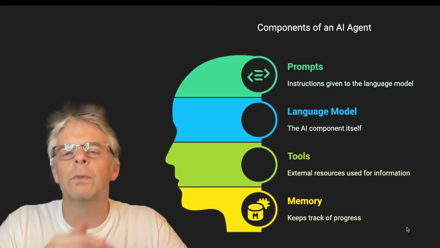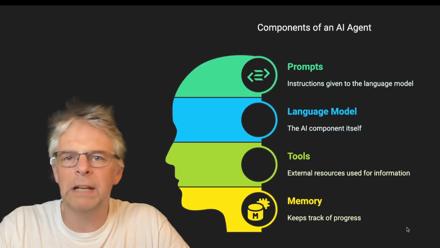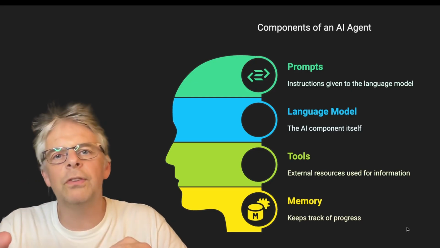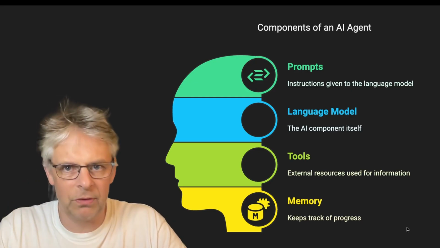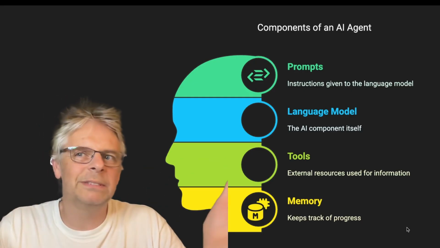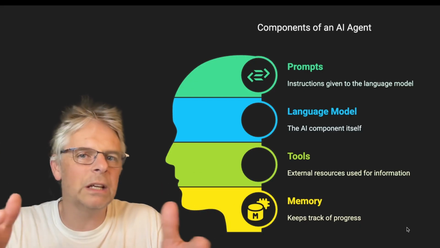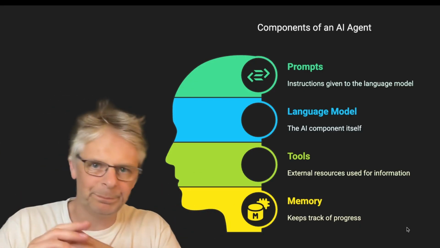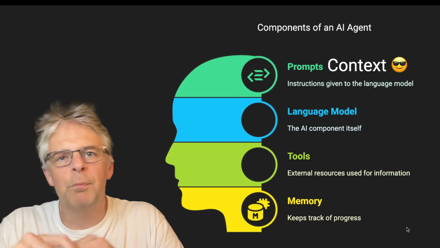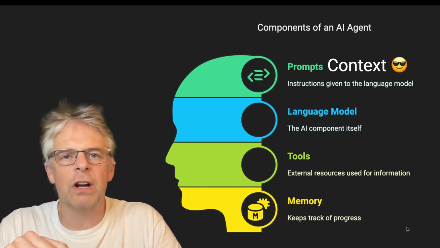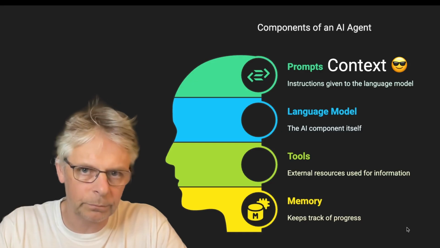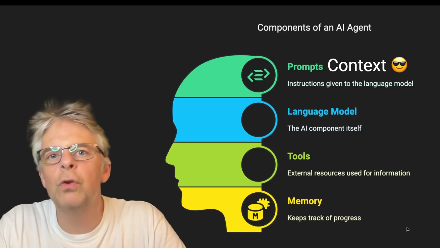So, let's look at the components of an agent, the pieces of the puzzle. The first is the prompts. If I was a cool kid, I'd call this the context, because that's the new word, by the way. The prompts or the context are the plain English instructions. We've already got one from the architect, from the tester, and from the new starter. But there are other pieces too, and we'll talk about that.